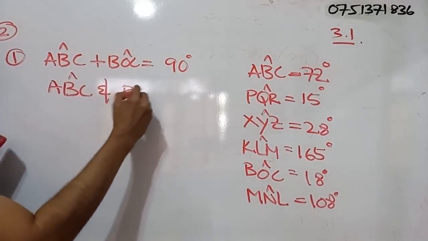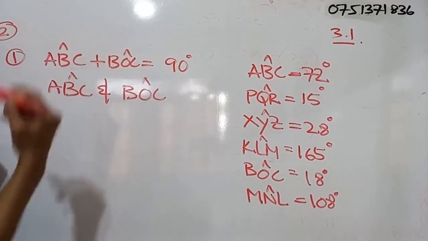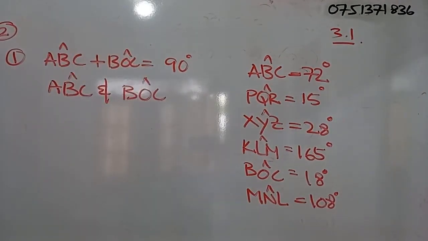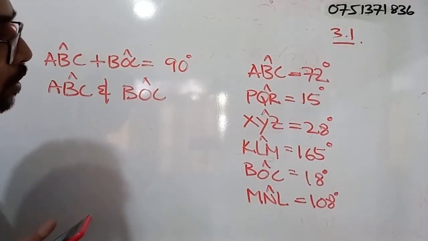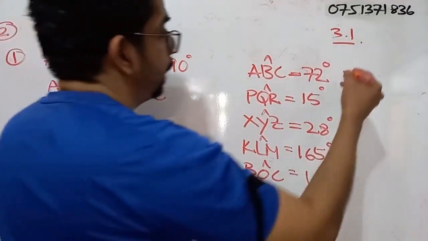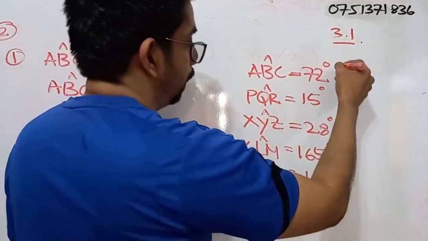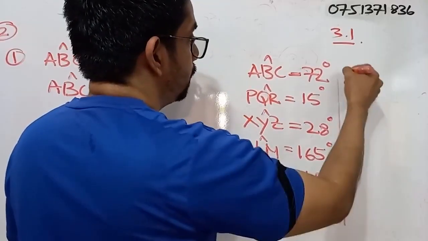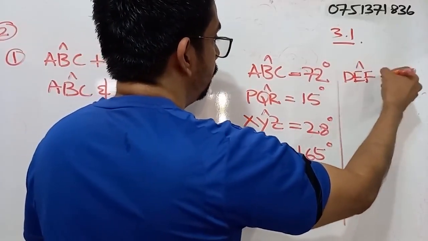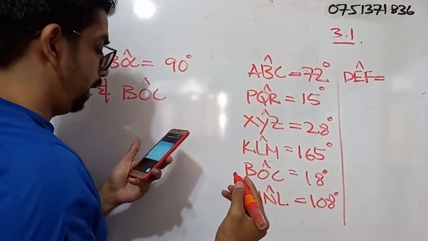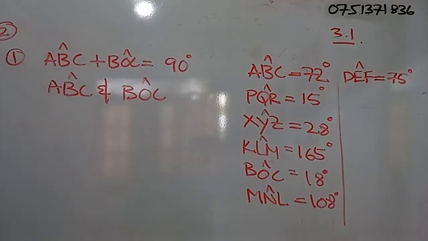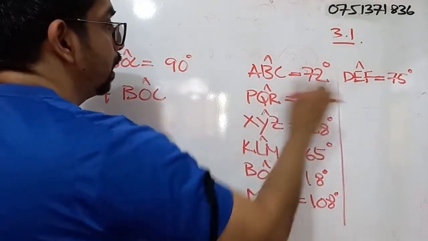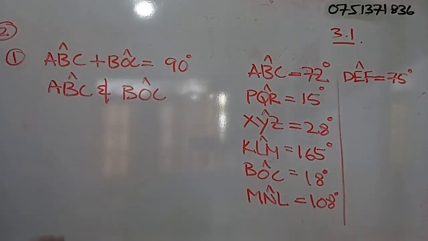So one answer is ABC and BOC, right? Mark the angles correctly. So this is one pair. They are asking 2 pairs, right? So here we have PQR, which is 15, right? I forgot to mention another angle, that is DEF, right? The magnitude of the angle is 75 degrees. Quickly we can see PQR and DEF, those are complementary.